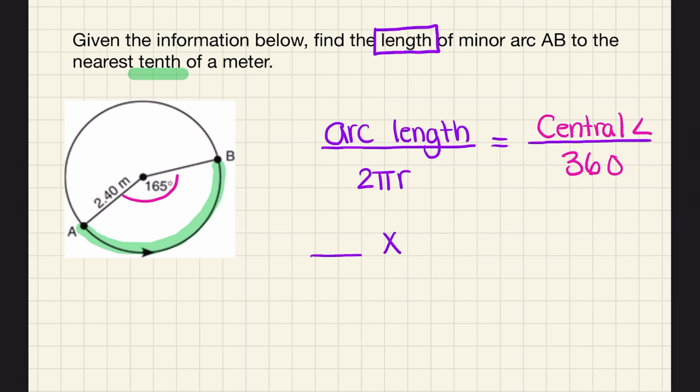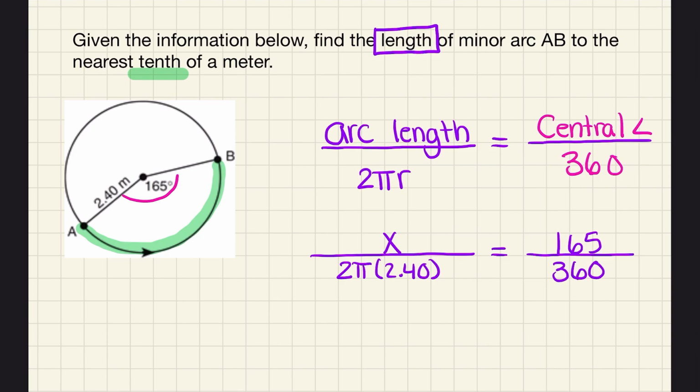And then I'm going to write 2 pi r again, but I actually do know what my radius is, so I'm going to plug that in. 2 pi, and my radius is 2.40. And I'm going to set that equal to, I'm going to stay in the same color this time, my central angle, which is 165 degrees out of 360.